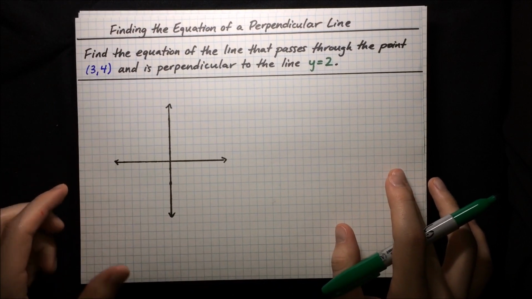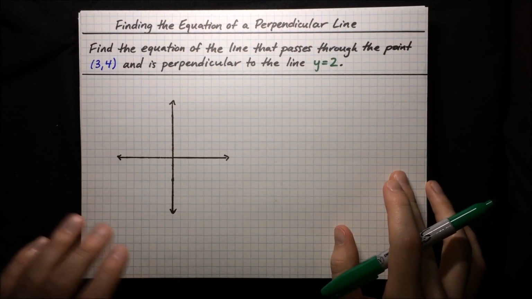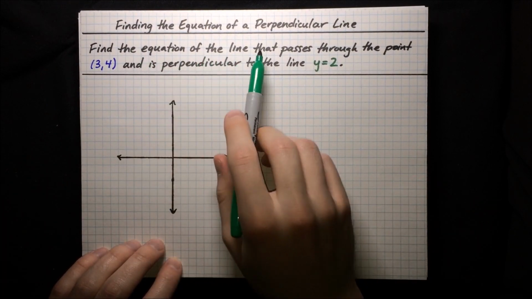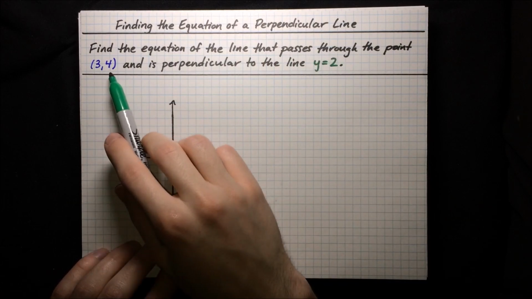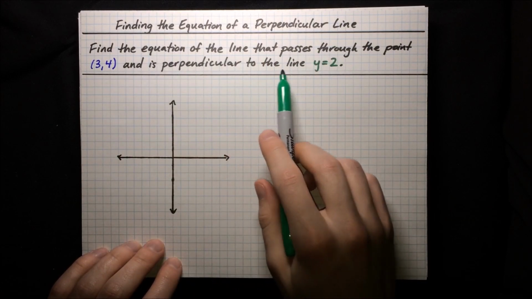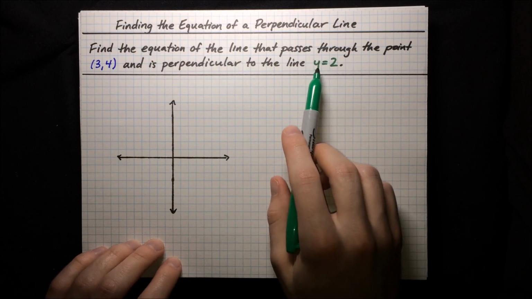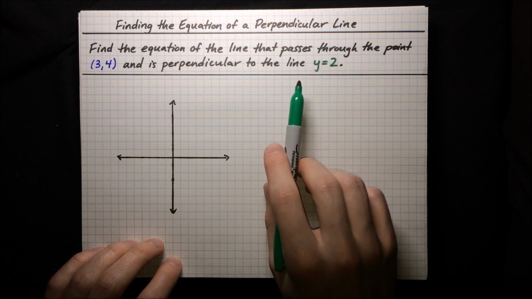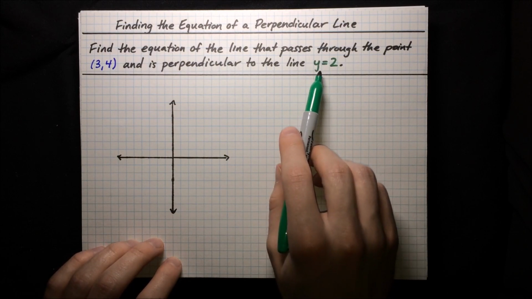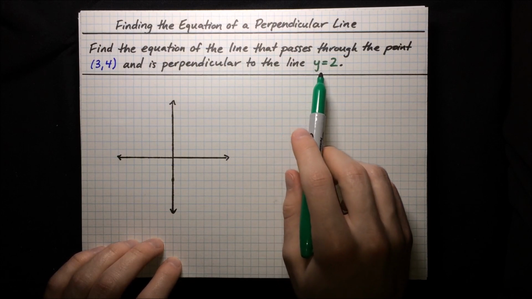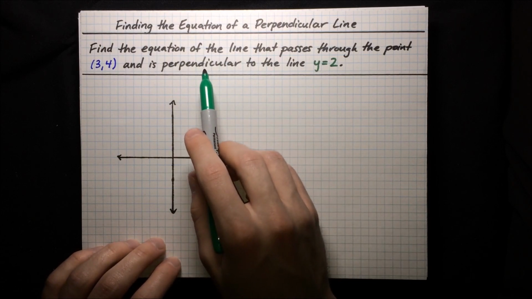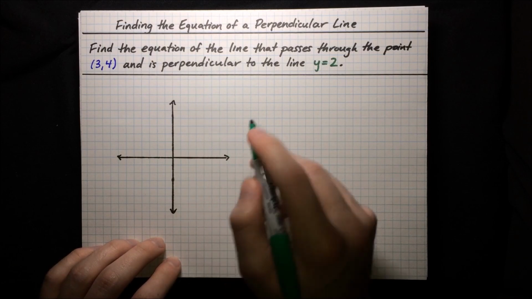Here's another example, which is pretty similar to the previous one. We want to find the equation of the line that passes through the point (3, 4) and is perpendicular to the line y equals 2. So why don't we just proceed as we did before. Let's find the slope of this line, that'll be m1, and then we'll find m2, the slope of the perpendicular line, by just taking the negative reciprocal.